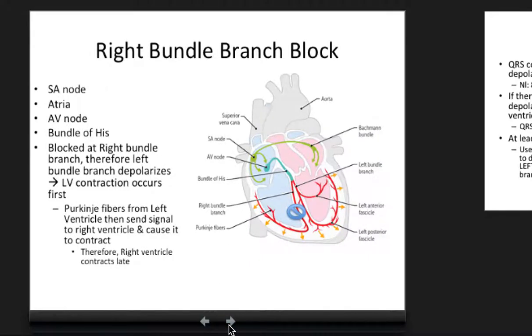So in a right bundle branch block, similarly, you still get signal coming from the SA node to the AV node to the bundle of His. And then this time, because signal can't be propagated to the right heart, it still gets propagated to the left heart. So it goes down the left bundle branch, depolarizes the left ventricle, causes left ventricular contraction, and then signals from the left Purkinje fibers go over to the right ventricle, causing right ventricular depolarization and eventually right ventricular contraction. So similarly, in the right bundle branch block, both of the ventricles are still contracting. The only difference is that the right ventricle is contracting at a later time than the left ventricle.